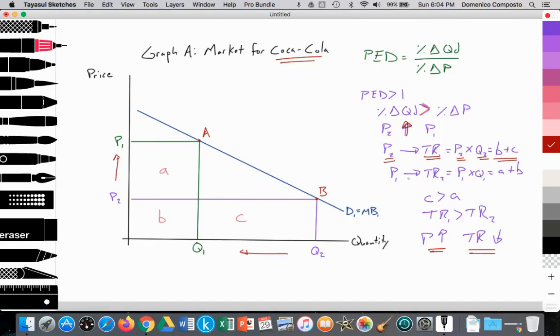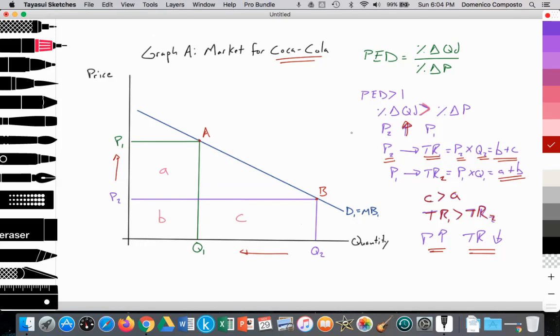Then the firm decides to raise price from P2 to P1. Quantity demanded then falls from Q2 to Q1. It's a movement along the demand curve from point B to A. And at a price of P1, total revenue 2 is equal to P1 times Q1, which is equal to areas A plus B. And since area C is greater than area A, right, this rectangle here is greater than area A, the original total revenue was greater than the second total revenue. Thus, the firm is losing money. As they raise price, total revenue fell. As they raised price from P2 to P1, total revenue decreased.